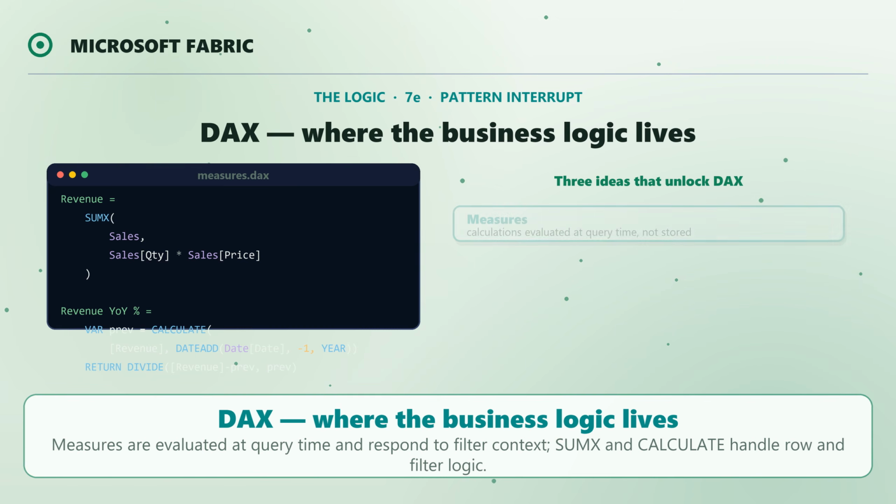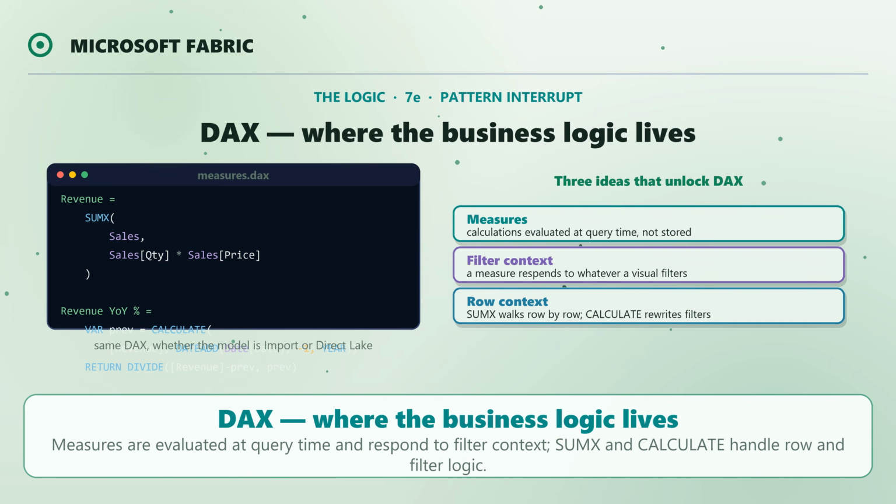Time for the language that makes Power BI powerful. DAX, the Data Analysis Expressions language. Another pattern interrupt, because this is where people either fall in love with Power BI or get stuck. Look at the code. Up top, a measure called revenue. It uses SUMX to walk the sales table row by row, multiplying quantity by price, and adds it all up. Below it, revenue year-over-year percent, which grabs last year's revenue with CALCULATE and dated, then divides the change.